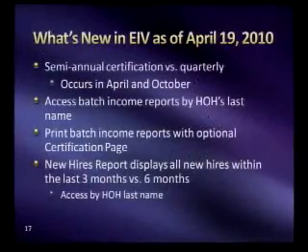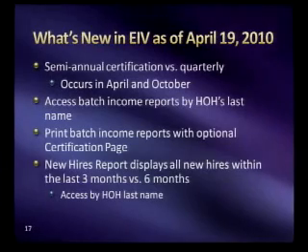But basically, you now have the ability to click on the alphabetical letter of the last name that you want to pull EIV income reports. So if you only handle the H's, guess what? You click on H and you get all the income reports for the head of household whose last name begins with H.